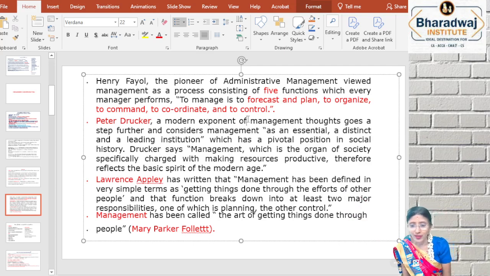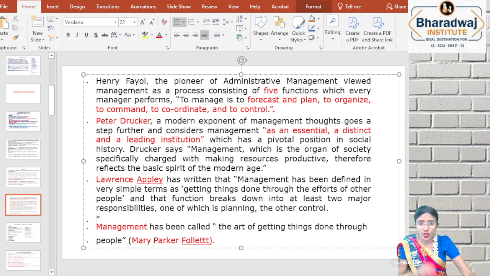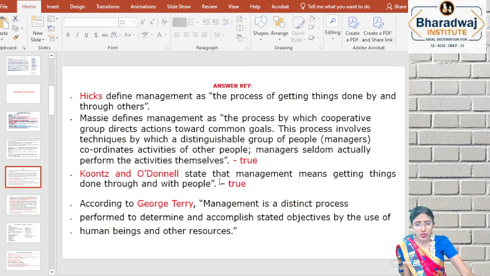Right. Now, Peter Drucker gave this important view, management as an essential, distinct and leading institution. Lawrence Appley has given that particular definition. He says it's nothing but getting things done through the people, and the function breaks down into 2 major responsibilities. One is planning, one is control. See, crucial definitions only have been given. Yes, yes. Kuhns and O'Donnell we already saw. That's all. It stops here.